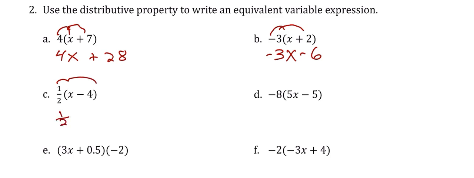So 1/2 x, and I want to make sure you see that 1/2 times a negative 4 is really like negative 4 over 1, which becomes a negative 4 in the numerator and a positive 2 in the denominator. And we know that that reduces to negative 2. So the 1/2 times the negative 4 is simply negative 2.